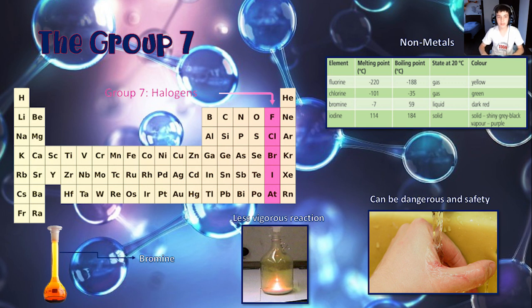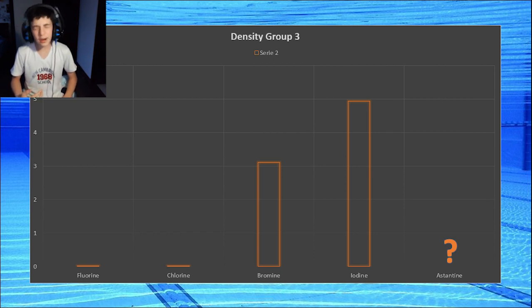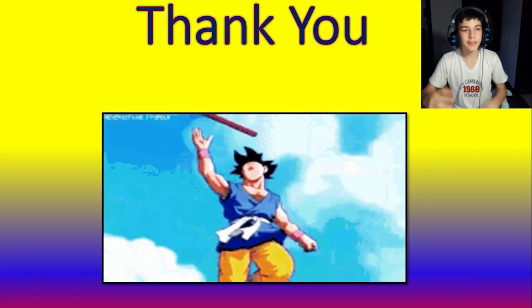For example, iron with chlorine makes a brown solid reaction, and this reaction is not vigorous like the other groups. Okay, this is the density of the group 7, and we can see that fluorine and chlorine have a very low density, but the other 2 elements, bromine and iodine, have a normal density, and astatine, we don't know the density. Okay, thank you.